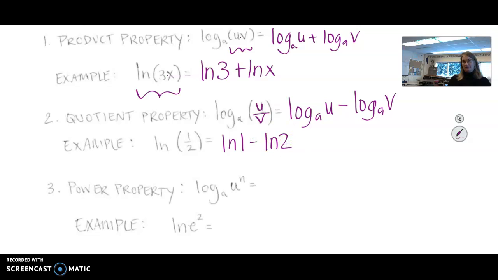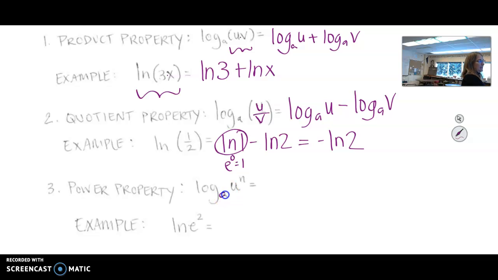And what is ln of 1? Remember from before, we had e to what power equals 1? Well, e to the 0 is equal to 1. So this part right here is equal to 0. So you can write ln of 1/2, and it is equivalent to negative ln of 2. Okay, then the next property is the power property.